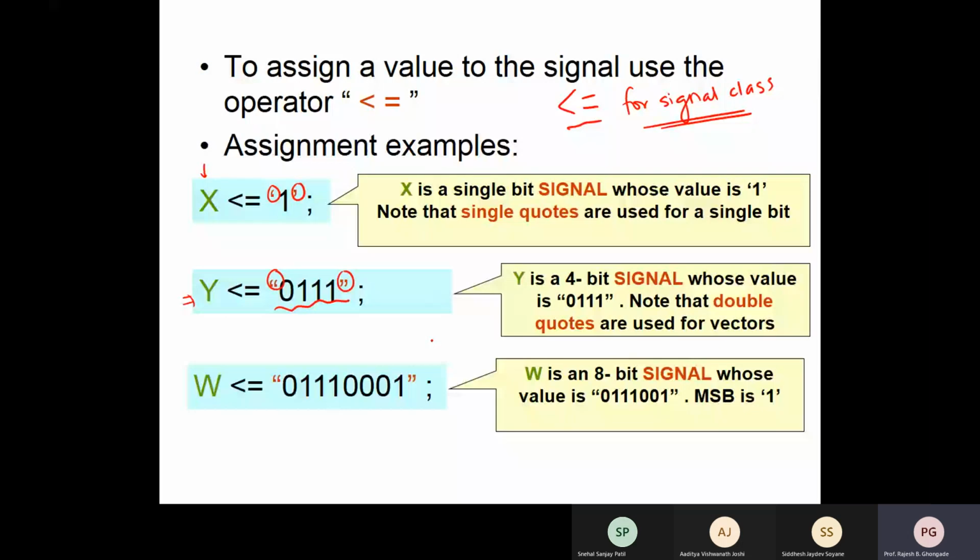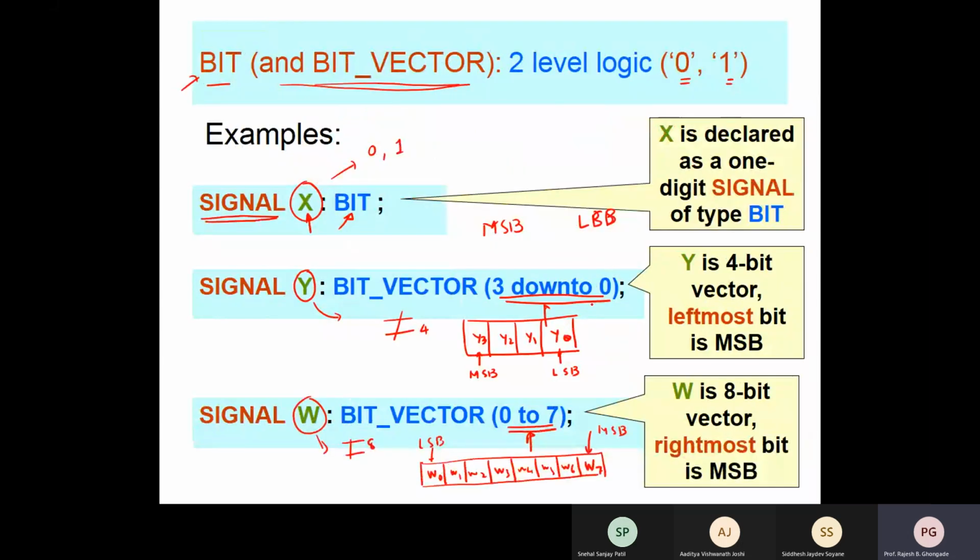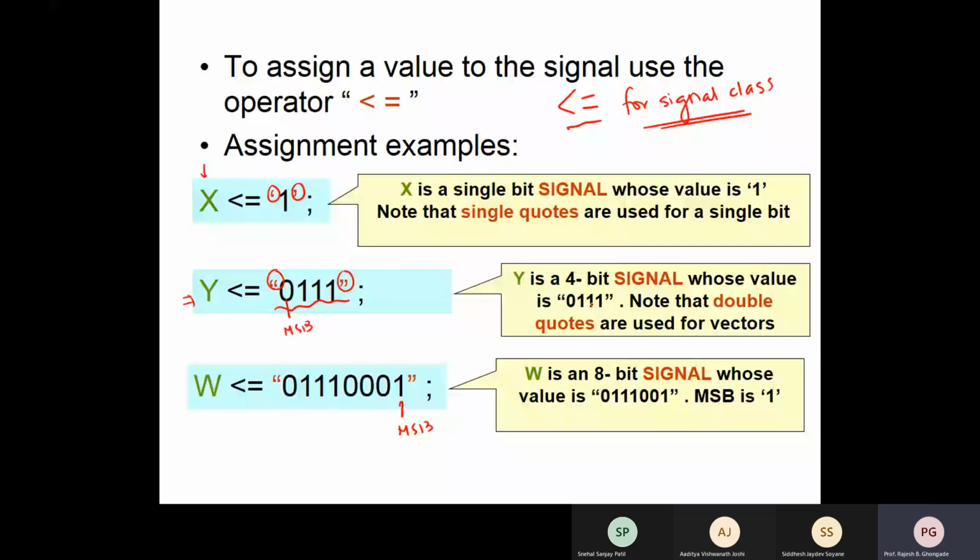W, which we have already declared in a particular way, this was the MSB. Here in this case, this is the MSB. Why? Because earlier it was declared in a different way. 3 down to 0 and 0 to 7. Okay.